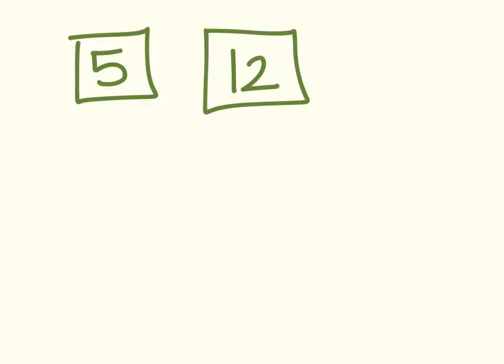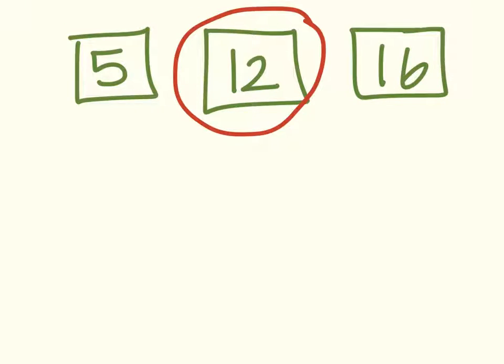Barbara drew a 5, a 12, and a 16. When our data set is odd, we can easily and quickly identify the middle value, or the median, simply by looking. The number of values less than the median equals the number of values greater than the median. And in this case, since there are only 3, the middle one is the second number, 12. So the median of the 3 numbers is 12.